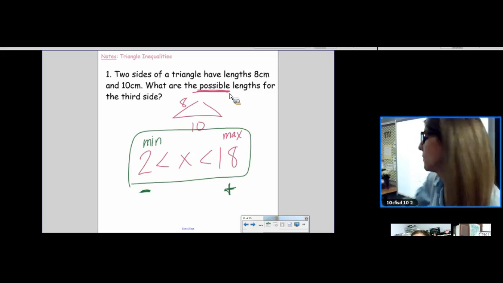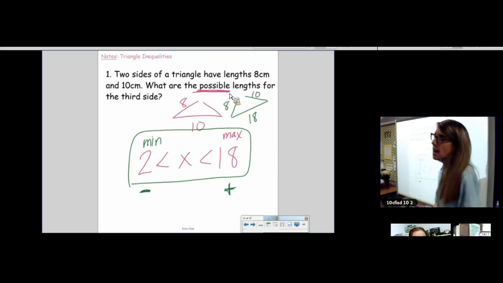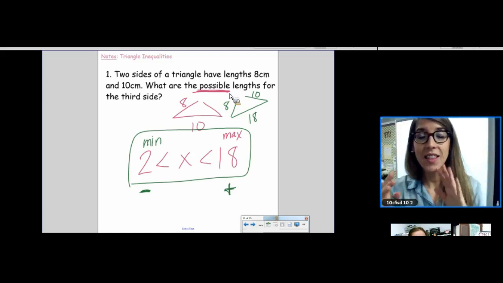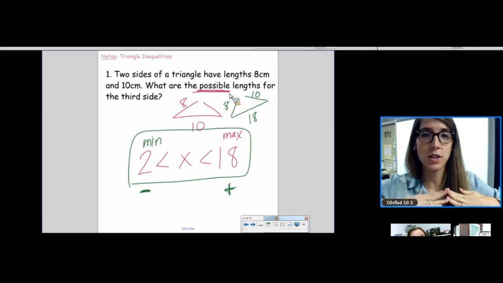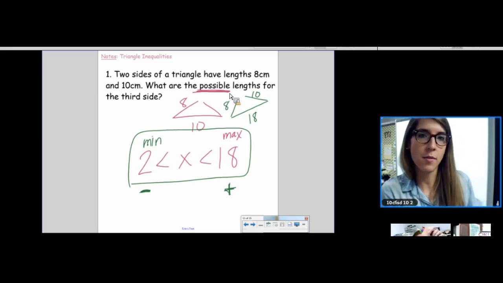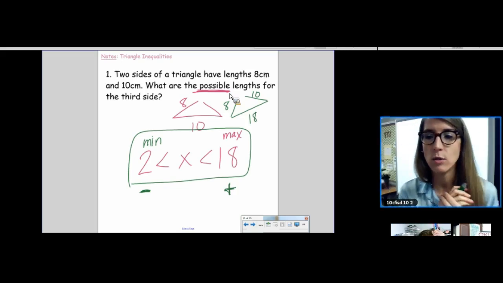So why would it be 18? So if I drew 18, we've got 8 and we've got 10. Now, the 8 and the 10, that wouldn't reach. That would form a segment. But if it's anything less than 18, like 17.9, then 18 is bigger than 17.9. It would reach. It would be a very short triangle, but it would reach. So 18 is the max. It can't equal 18. It needs to be less than 18, aka 17.9, 17.8, 17.7. Okay? 18 is the max. You don't include it. You don't put the equal sign underneath it. And 2 is the min.